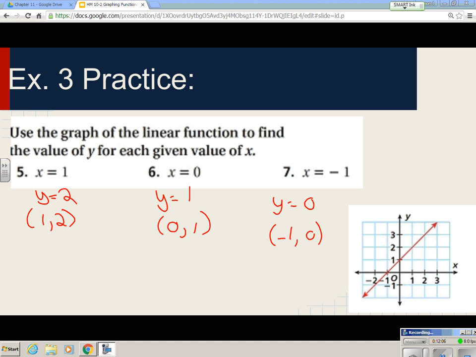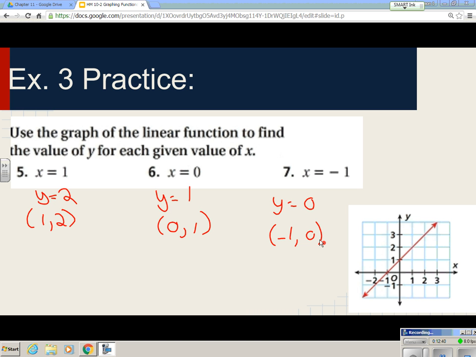Here are the answers you should have gotten. If you went over to the right on 1 and you went up the graph, you'd see that it crosses at 2. So y equals 2, or the ordered pair is 1, 2. For number 6, we start at the origin of 0. So all we have to do is go straight up to 1. So our ordered pair is 0, 1. And for 7, x is -1, so the first move is to the left, -1. And you can see the line intersects right there at -1, 0. So that's how we get that ordered pair.